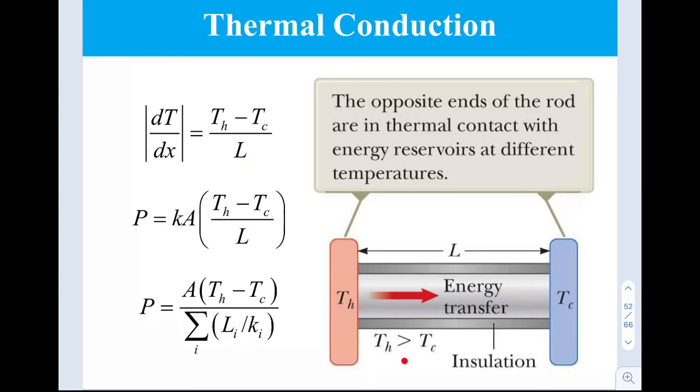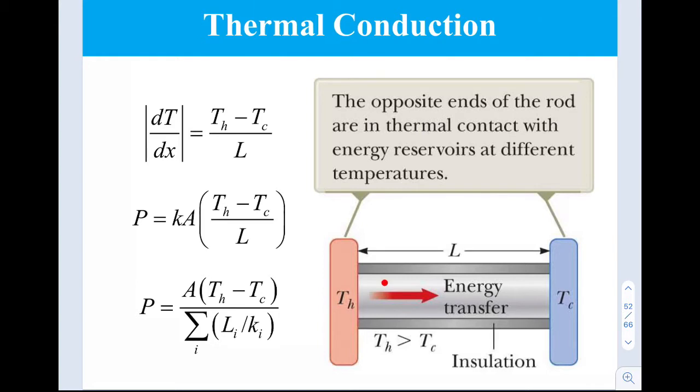If we refer to this diagram, let's say you have a hot reservoir and a cold reservoir, where the energy is going to be transferred from the hot reservoir to the cold reservoir, and the system here is insulated. The rate of transfer of energy is equivalent to kA (T_hot minus T_cold) over the length L, that is the energy being transferred.